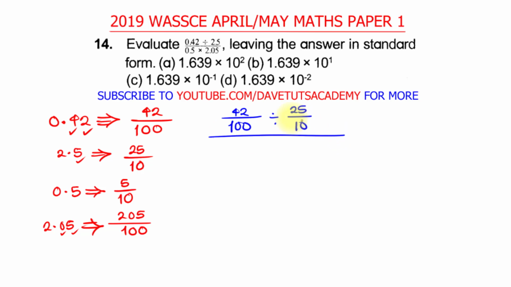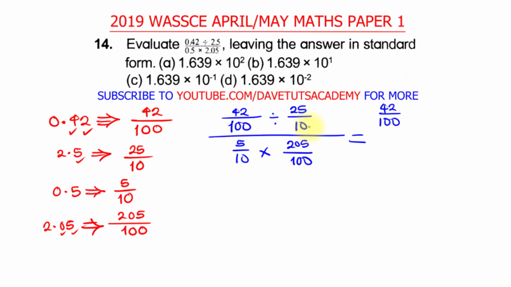All of these are going to be divided by 0.5, that will give us 5 over 10, okay, times 2.05 is 205 over 100. Now this is what we are going to be working with, and if we are to further express this, we can have this as 42 over 100. Because we are having division, we are going to reverse 10 and 25.